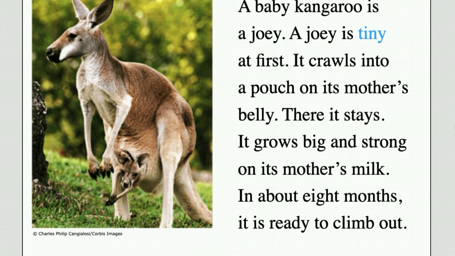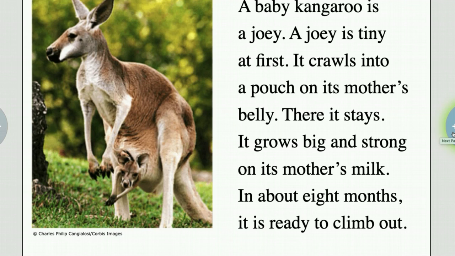A baby kangaroo is a joey. A joey is tiny at first. It crawls into a pouch on its mother's belly. There it stays. It grows big and strong on its mother's milk. In about 8 months, it is ready to climb out.